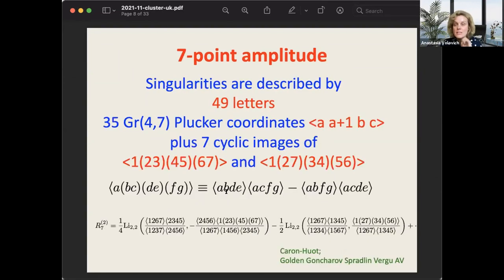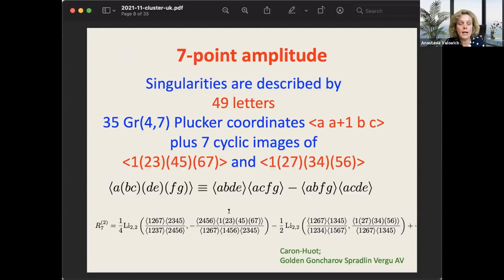Let's continue. Let's increase the number of points. Then the amplitude starts looking a bit more complicated. There's a more general polylog function, Li22, which also has been known for a decade. Now, if you look closely at the arguments of these polylog functions, in addition to the Gr(4,n) Plücker coordinates, of which there are 35, there are quadratic expressions of the brackets that appear, which I denoted by this kind of brackets, and they appear everywhere.